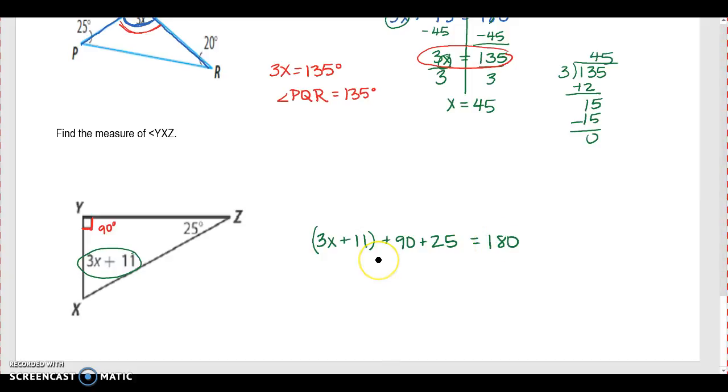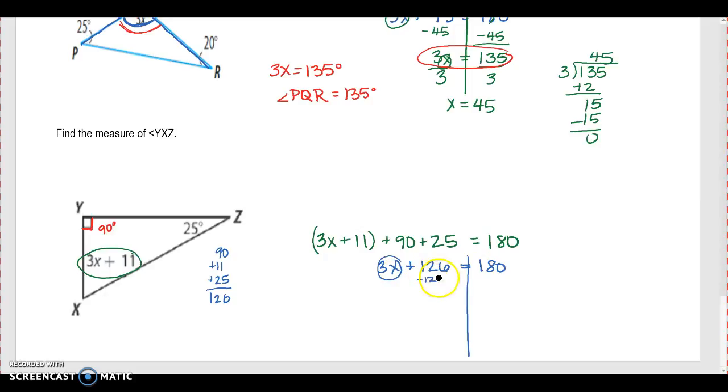All right, so now I can combine like terms. So I have 90 plus 11 plus 25, right? So we have 6, 9, 10, 11, 12. So 126. So 3x plus 126 equals 180. All right, here we go again, solving equations.